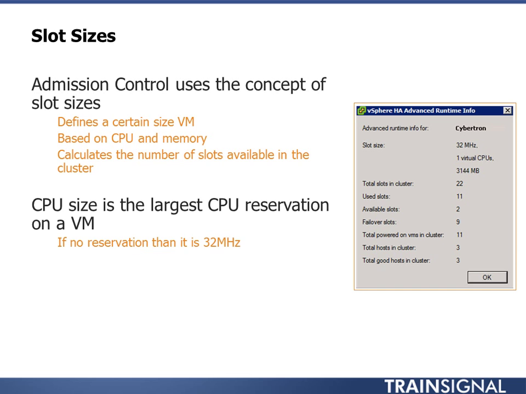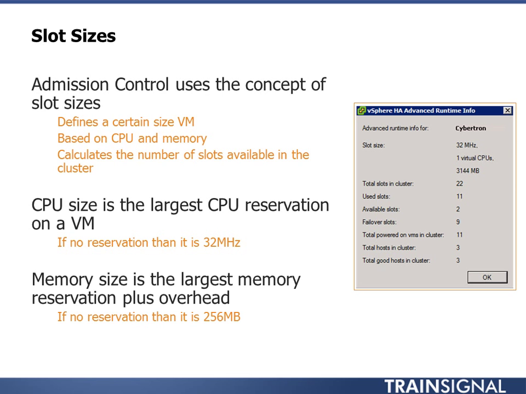And that makes sense. It's hard to dictate CPU size. But you will see some things like virtual appliances, like the Nexus 1000V, set a CPU reservation just to make sure it gets some processing time, and that will dictate slot size for you. So keep that in mind. Memory size is the largest memory reservation plus overhead. If there's no reservation, then it's 256 meg plus overhead. Remember, overhead is dictated by memory and number of virtual CPUs.